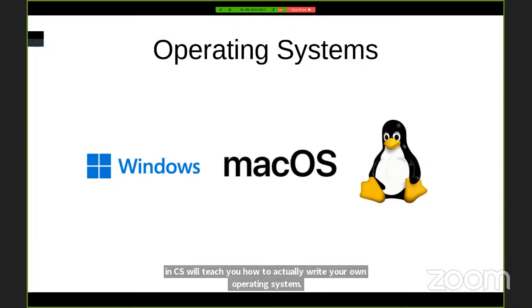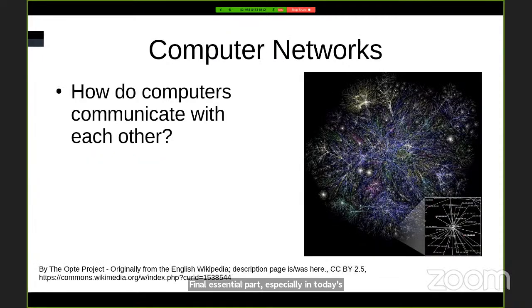The final essential part, especially in today's computing world, is computer networks. This is a picture of the internet, actually a part of the internet, of machines that are connected to each other. I'm pretty sure they don't glow like in the picture, but they're connected. And when you connect computers, you can actually get a system that is more than the sum of its parts. So 2 computers connected to each other usually end up being a lot more useful than 2 separate computers.